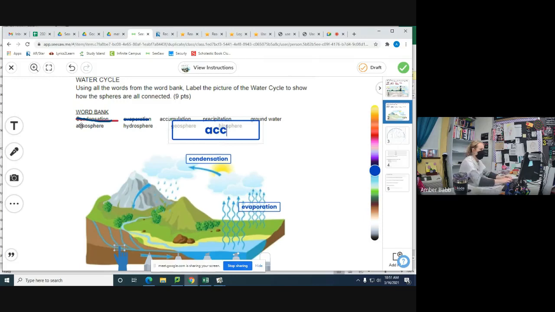Accumulation. What is accumulation? Jason, what's accumulation? The water from the clouds goes back down. Nope, that's precipitation that you're talking about. What is accumulation, Lily? It's like where the water settles and it's getting ready to evaporate. Yep, where the water is kind of settled. You might see puddles, or in this picture, where would you like to put accumulation? In the water. Yep, like in the river.